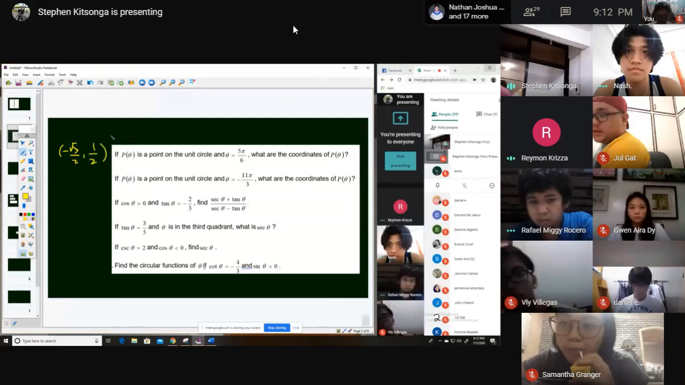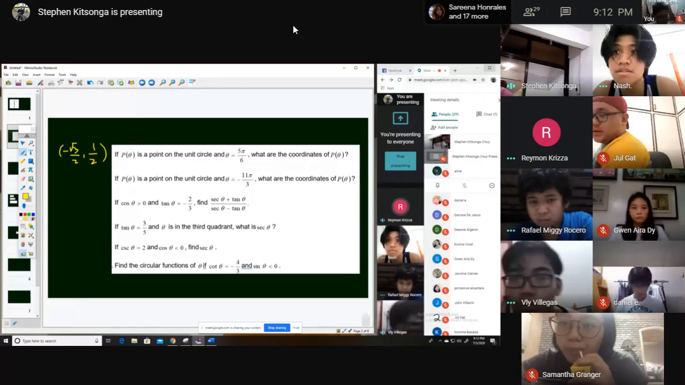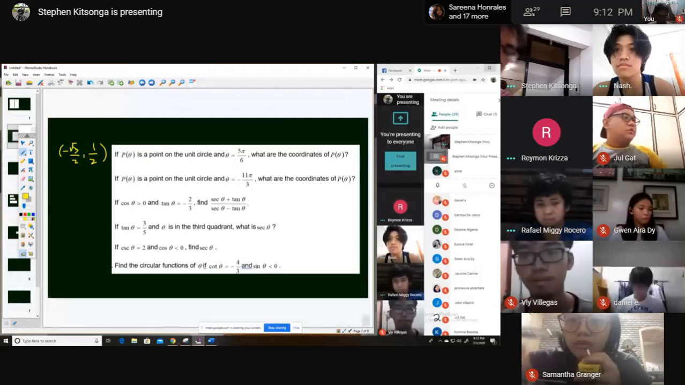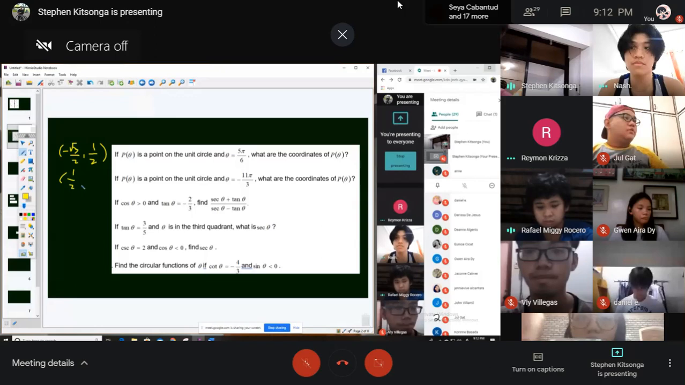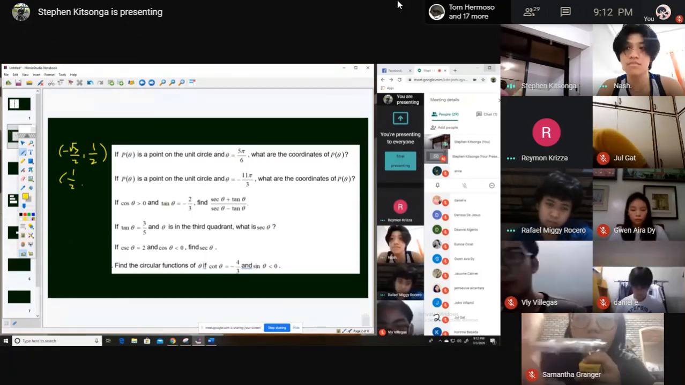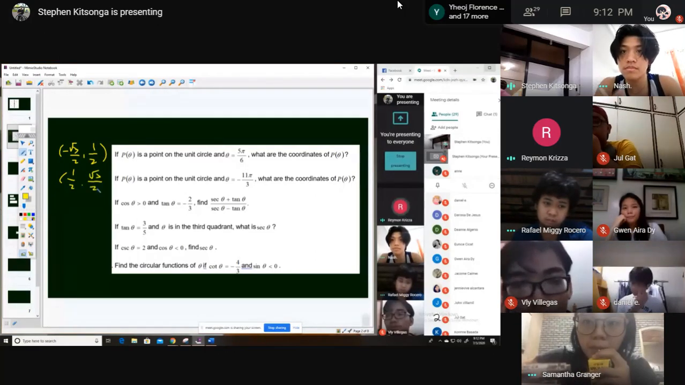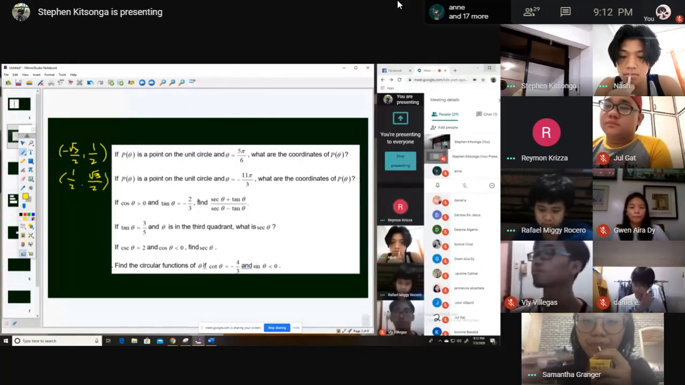You got this correct, guys? Yes, sir. Then the next one is cosine. Almost the same problem, but the angle is different. Negative pi/2. So in this case, you will have 1/2. And of course, automatic yung partner niya, square root of 3/2 na lang. You have to make sure of the signs. In this case, it's positive square root of 3/2. You have this correct.